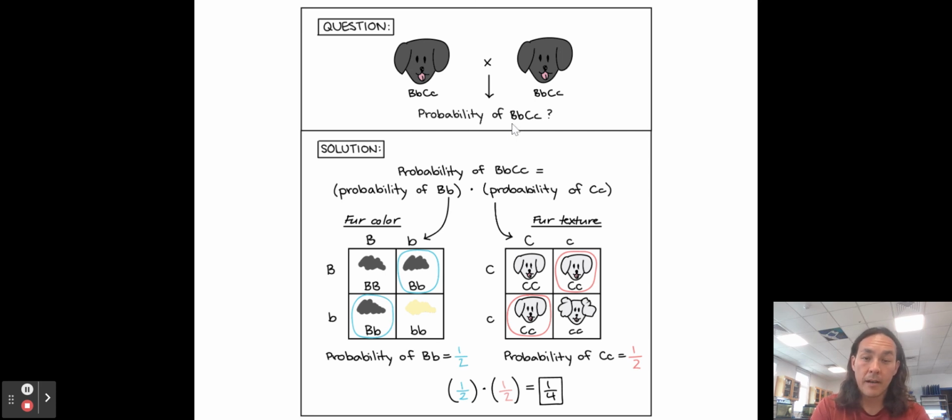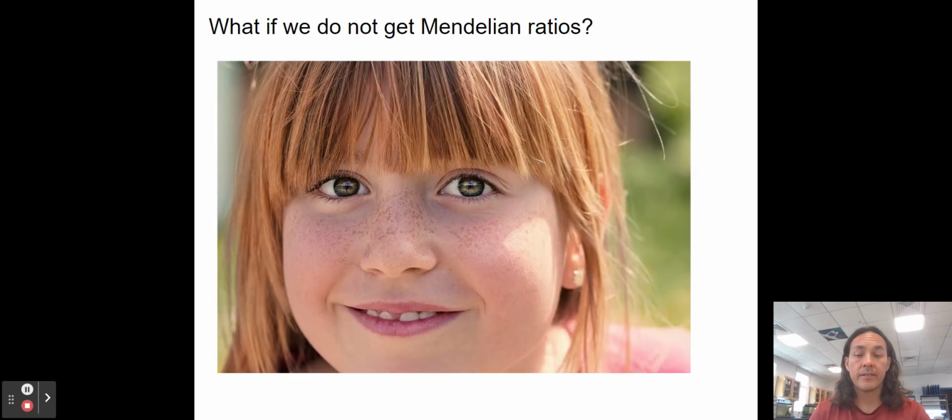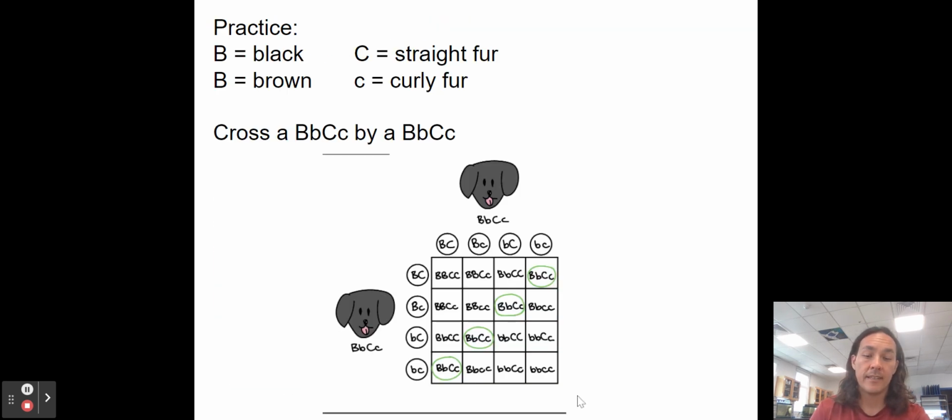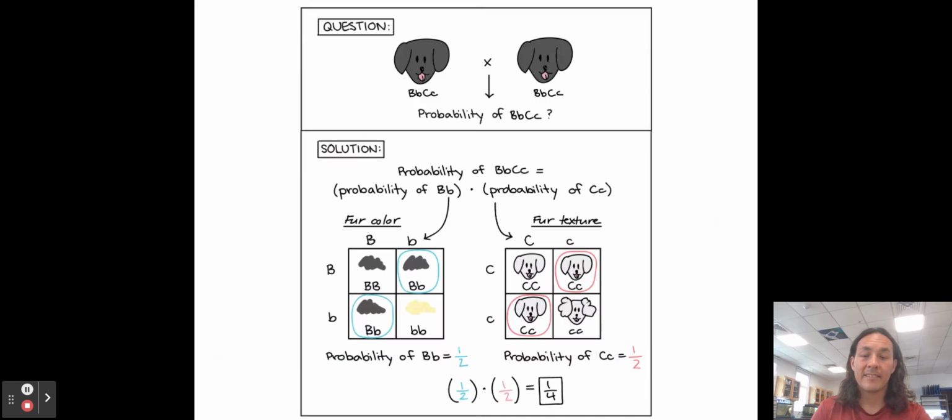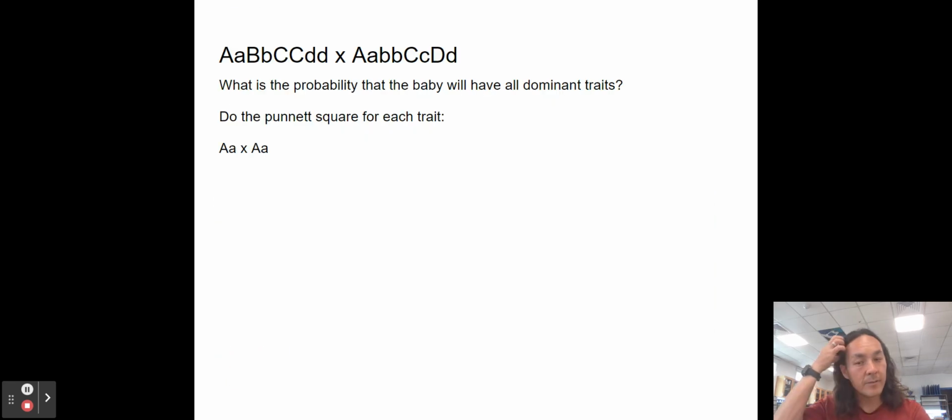And so here we wanted the probability of big B, big C, little c. That's 1 out of 2 here, or you could say 2 out of 4. Here would be 2 out of 4. 2 out of 4 times 2 out of 4. You do numerator times numerator, denominator times denominator, which would be 4 out of 16. If you reduce that, it becomes 1/4. That's a lot quicker, students, than doing the 16 boxes, which is why we use the product rule a whole bunch. But I have to assume independent assortment here.